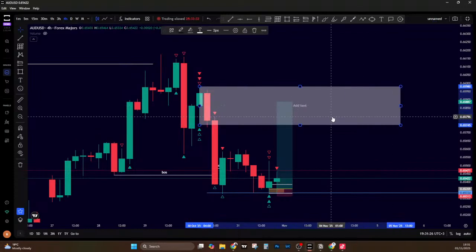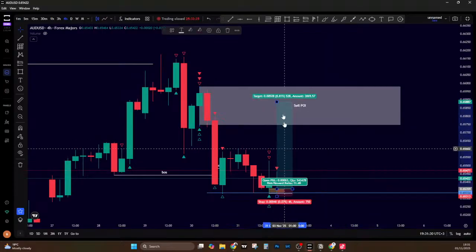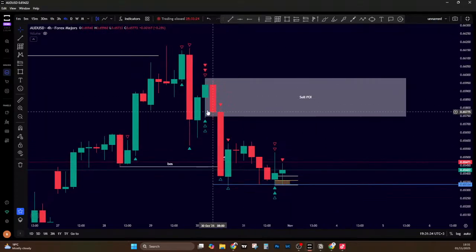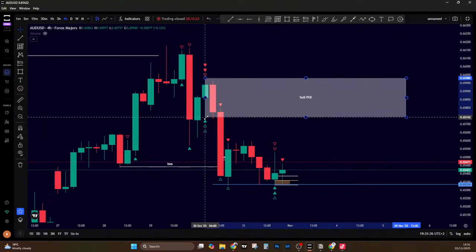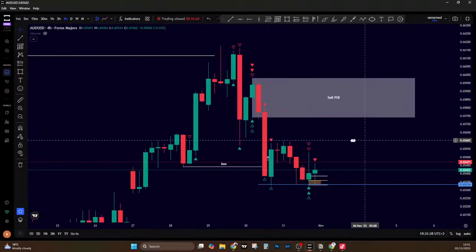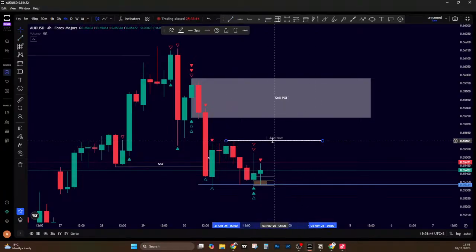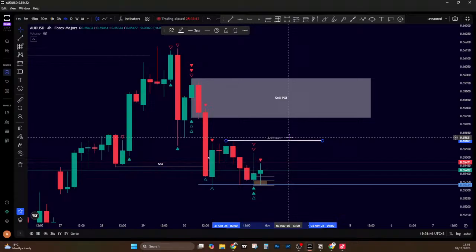So this should be our sell POI. When the market gets to this area, we will look for what? We will look for sales. And then we have liquidity here. This swing high here is liquidity.